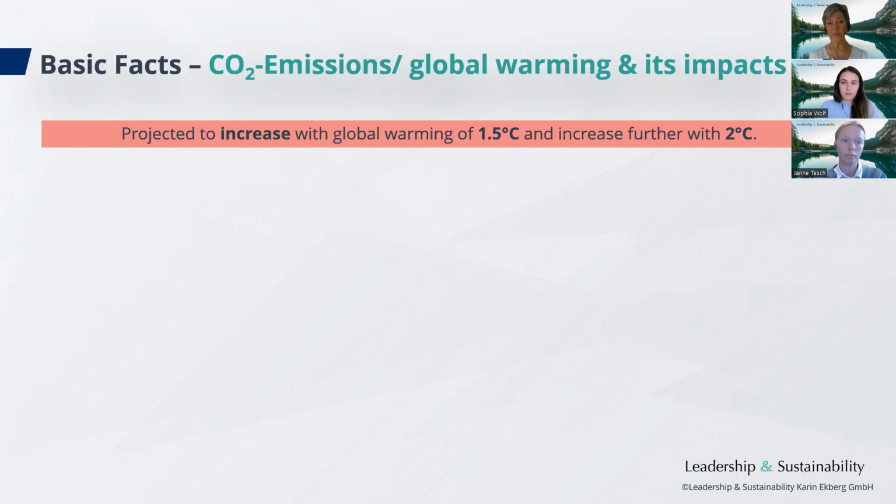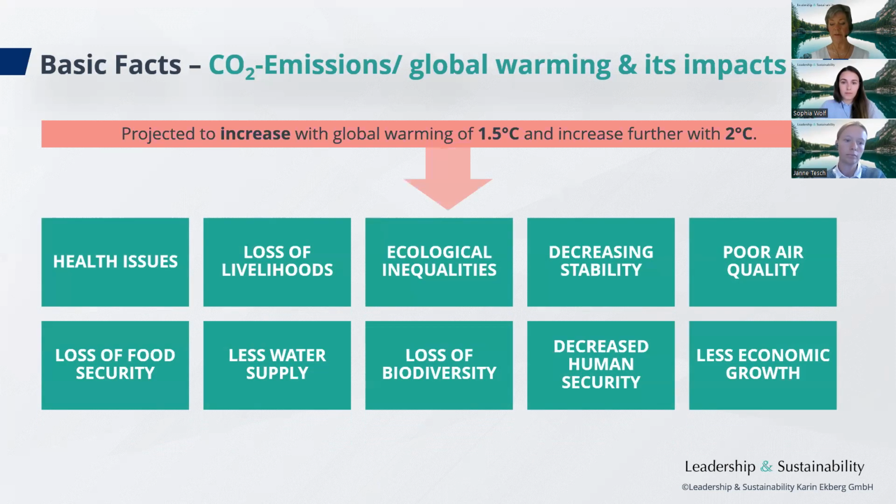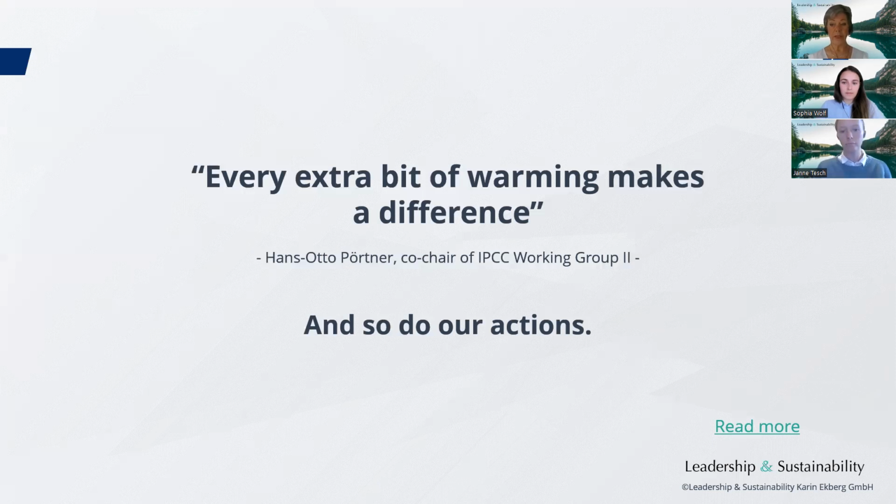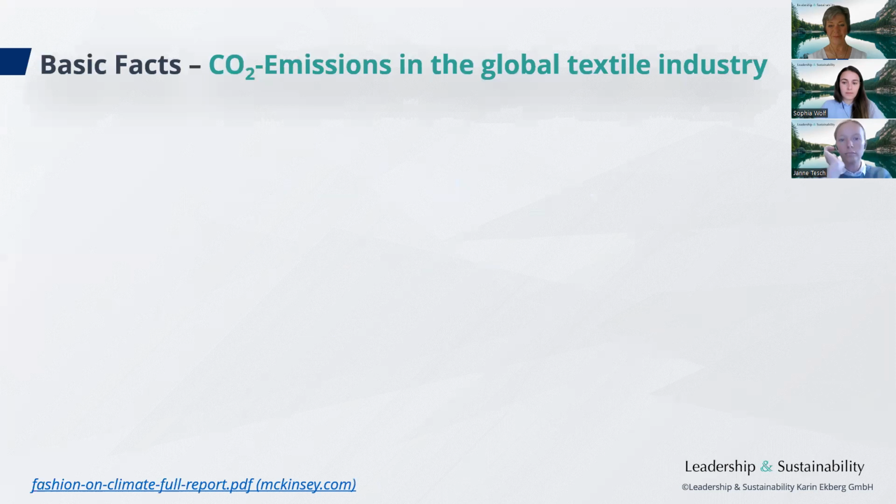In order to minimize global warming, it is crucial to minimize greenhouse gas emissions. And some of the impacts are listed here. Health issues, loss of livelihoods, loss of biodiversity, and desertification are a few of the many different impacts we see because of global warming. Thus, every bit of warming makes a difference, and so do our actions. And to make a difference with our actions, we need to understand what our actions cause in the first step.